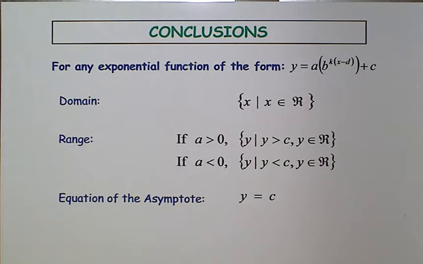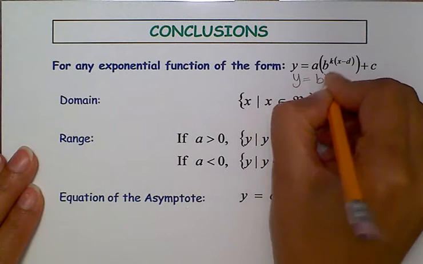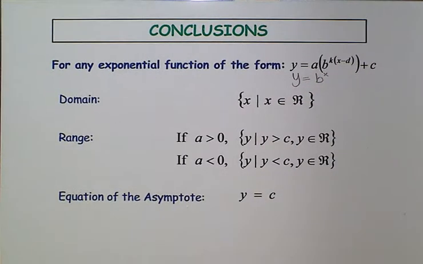So for any exponential function of the form y equals a times b to the exponent x minus d plus c, the base function would be y equals b to the exponent x, okay? A, k, d, and c apply different transformations to that graph. And so what we've noticed so far is that the domain for all the functions have been the same. The domain for every single function was all real numbers.